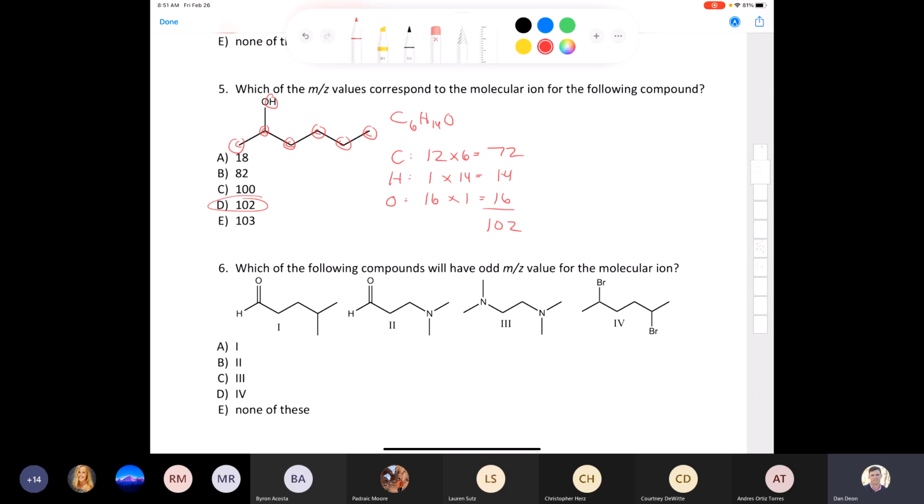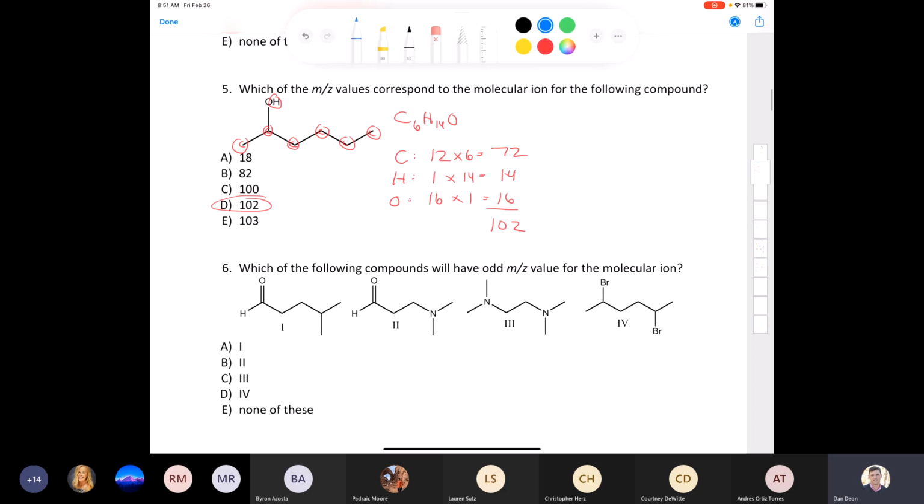Another thing you could do with this problem is that you could eliminate E right away. Could anybody tell me why I could just look at the possible answers and get rid of E in an instant? What's the problem with E? And there's a big problem. Yeah, exactly. E is an odd number, right? So odd number. And since there's no nitrogen in the molecule, it can't have an odd mass.